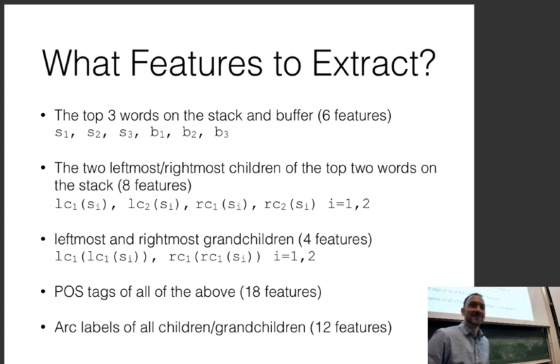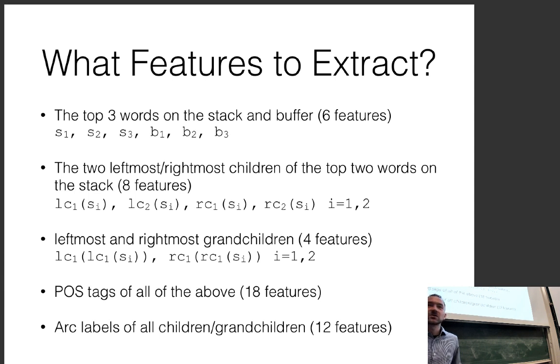What's that? Yeah, it's fixed orders. So that's the first thing. So you're looking at the top 3 words in the stack and in the buffer, right? Why not the 4th word? Maybe the 4th word has an influence here. You're also looking at the 2 leftmost and rightmost children and grandchildren of only 2 things on the stack, right? Why only 2? Why not 3?